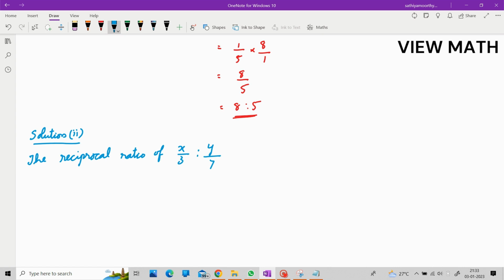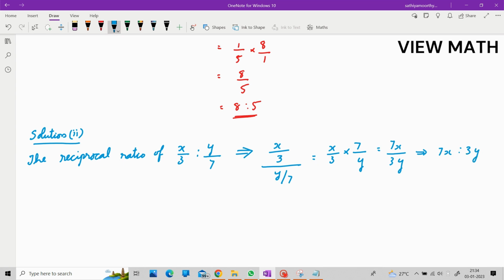So first let me simplify this so that it will be easy for us to find out the reciprocal of this. Directly also we can find it, but if you simplify it, it will be easy for you. So this can be written as x/3, the whole thing divided by y/7. This is equal to x/3. I am taking the denominator to the numerator, so I have to take the reciprocal 7/y, which is equal to 7x/3y. So this can be written as 7x is to 3y.